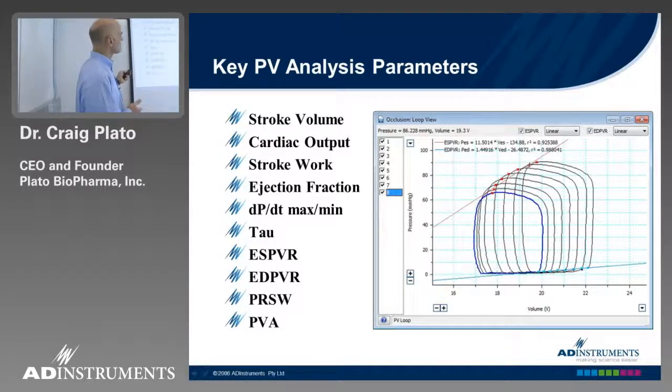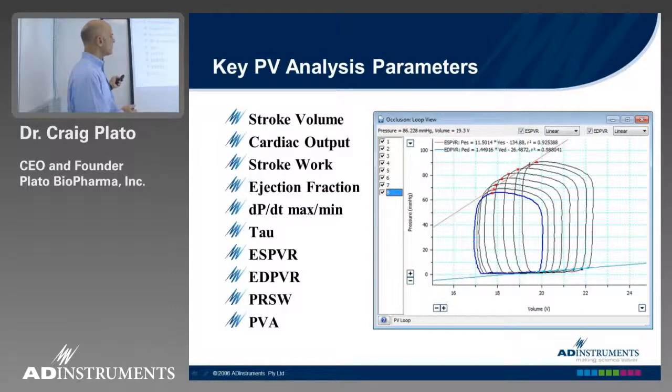Stroke work tells us something about the area that's bounded by the pressure volume loop. It's a function of the work of the heart. And for folks who do muscle work, it's a relationship between length and tension that's generated. That is actually bounded by the curve and some other parameters that can be shown on the PV analysis.